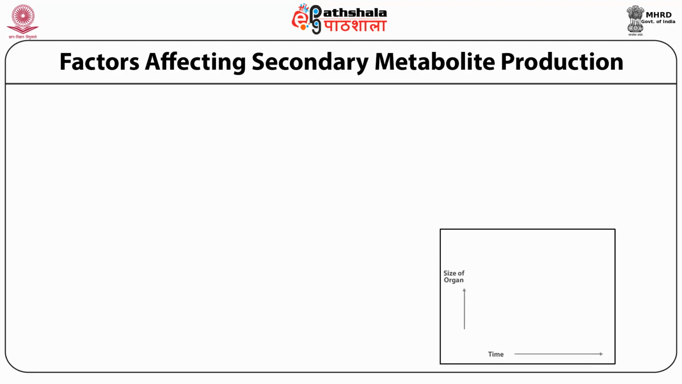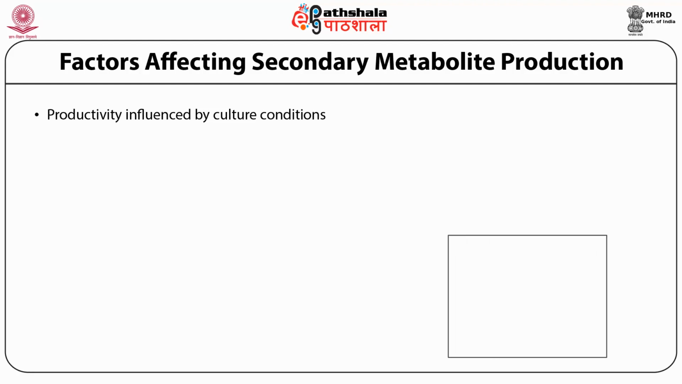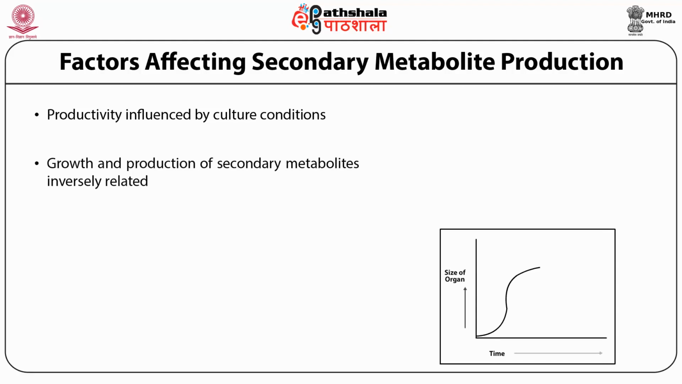Factors affecting secondary metabolite production. The production of secondary metabolites under in vitro conditions is greatly affected by the culture conditions. It has been observed that when the cells are growing actively, at that point of time the secondary metabolite production is either very less or not there. So we can say that growth and production of secondary metabolites are inversely related.